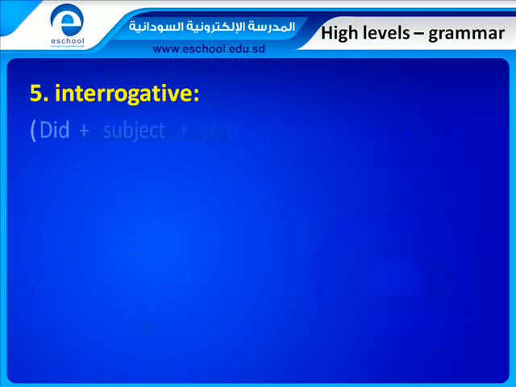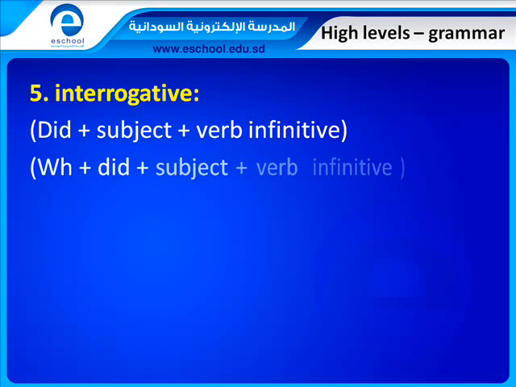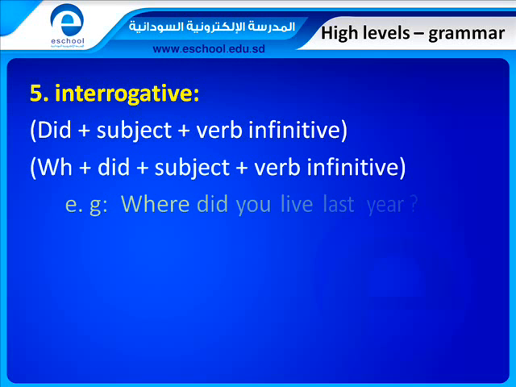For the interrogative, we use did plus subject plus also the verb in the infinitive. Why do we use did only? Because all subjects go with did. With WH questions, we can say WH, what, when, where, plus did plus subject, and also the verb in the infinitive. Example: where did you live last year?